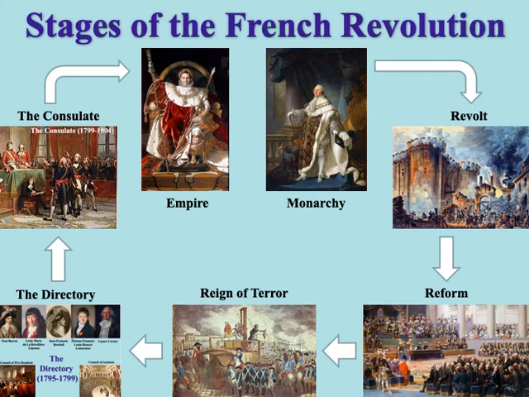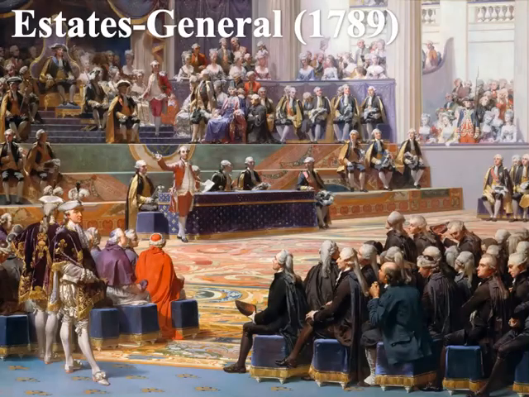We can now proceed to examine each of these stages in a little bit more detail. In 1789, the crisis has become so acute and so severe that the king is forced to do something that he hadn't done in a long time. The king is forced in 1789 to call a meeting of the Estates General.